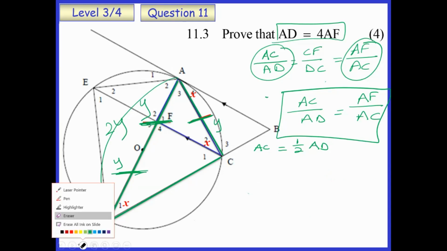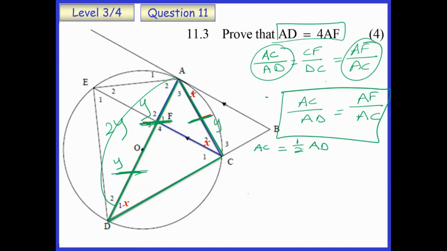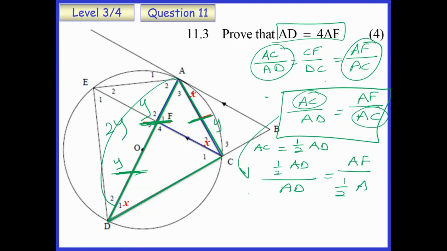But anyway, now, wherever there's an AC, what can I replace this AC with? You can replace it with half AD. I can replace it with a half AD. In other words, I can now write this down as half AD over AD is equal to AF over half AD. Would you agree with that? Yes, sir.